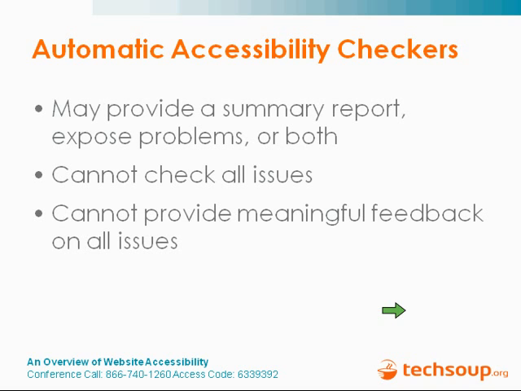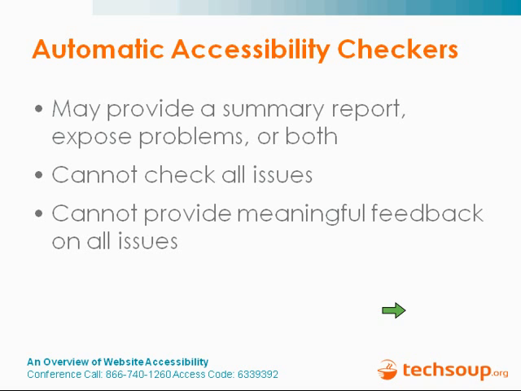In addition, automatic accessibility checkers cannot provide meaningful feedback on all issues. Again, they can indicate the existence of alternative text, but they can't always indicate whether it's appropriate and useful alternative text. Some accessibility checkers can tell you, yes, this is an invisible graphic and you should have a null alt attribute for it. But if it's a graphic that should have a meaningful text equivalent, it can't tell you whether it's appropriate or not.